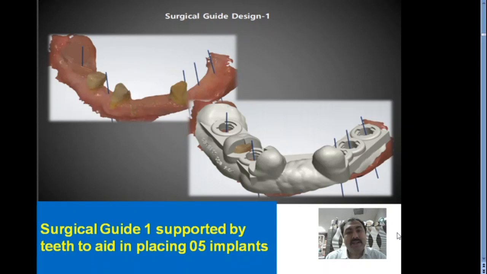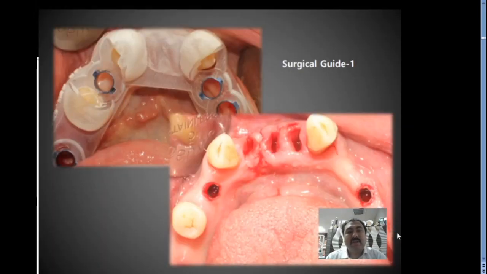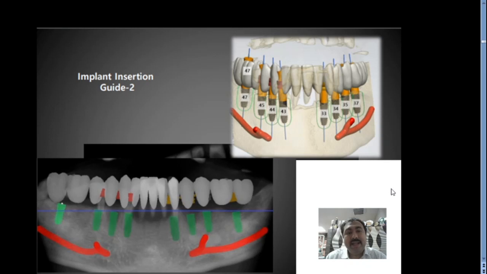Once this phase is done, this is how it will look. Please have a look. The guide is in place. It is deriving support from the 4 teeth, and we can place 5 implants with this. But yes, 2 or 3 can suffice so that you have some support. In the next phase, please have a look.